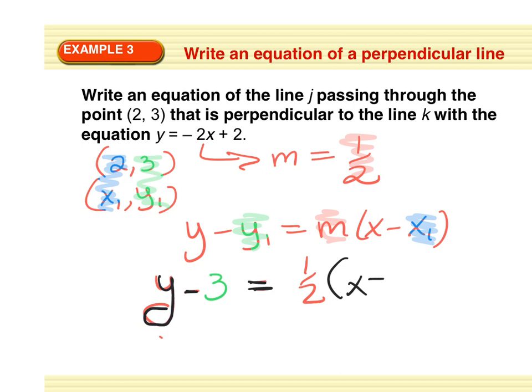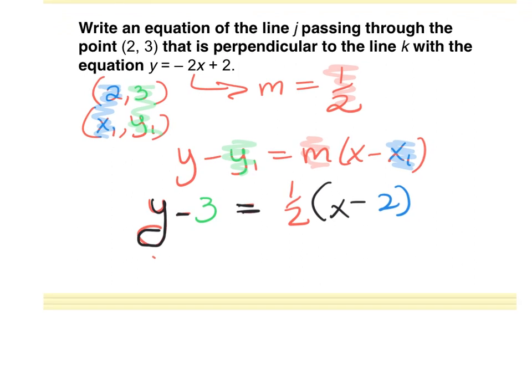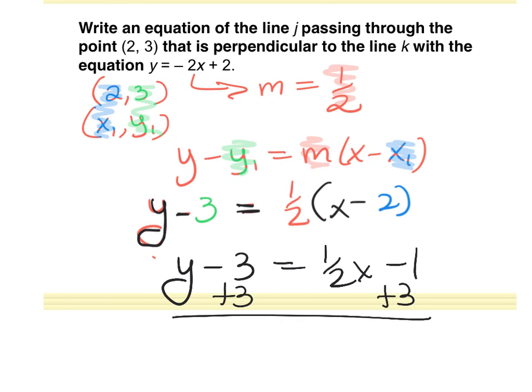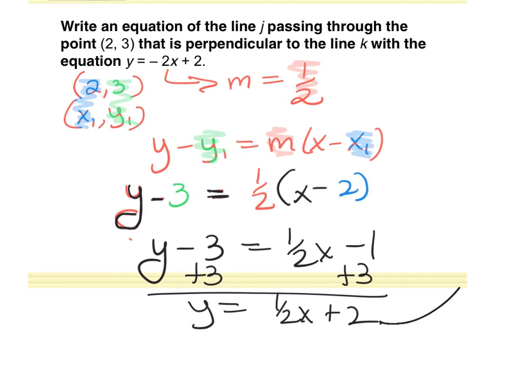Minus the blue, which is 2. So again, let's distribute. So y minus 3 equals 1/2 x minus 1. Add the 3. And now I have my equation of the line in slope-intercept form that is perpendicular to this equation, including the ordered pair (2, 3).